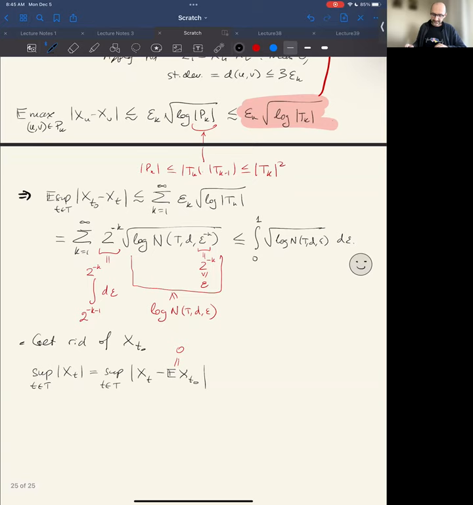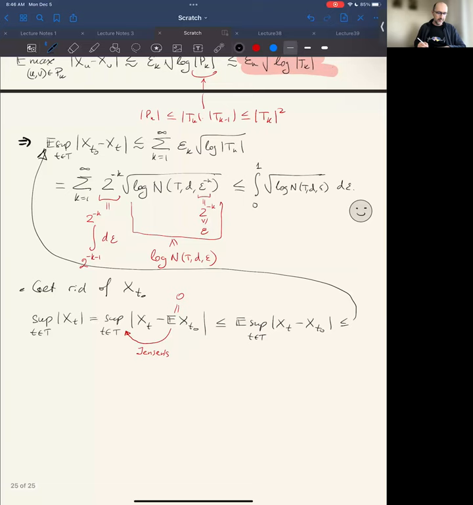And then pull out the expectation by Jensen's inequality. So it becomes less than the expected value of the supremum of X_t minus X_t0. And that we bounded by here. So now we just need to take expectation on both sides with respect to X_t. And we're done. We proved the result.